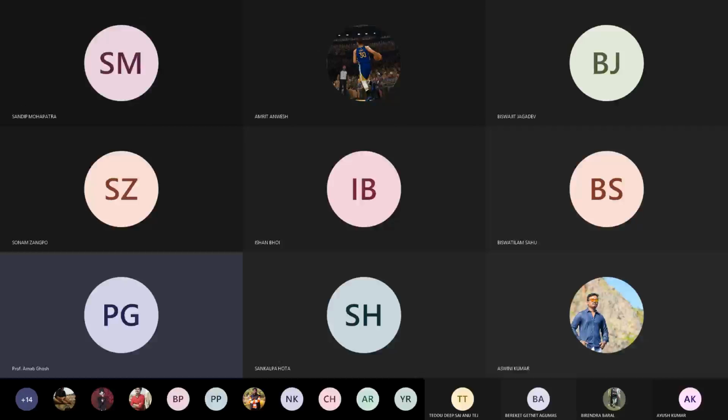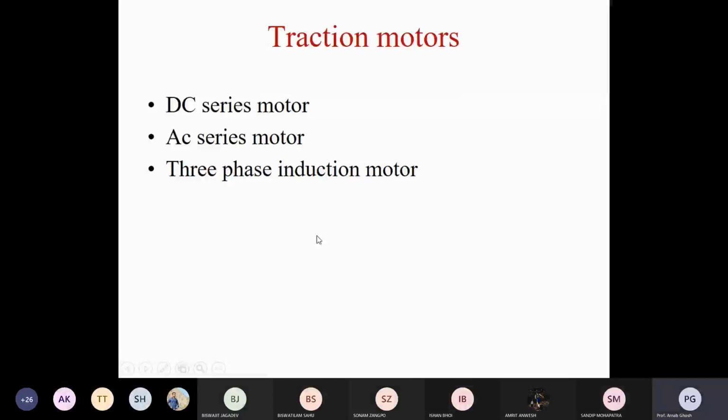I have already discussed some very basic brief on the traction system. Today we'll discuss the basic power electronics control of the traction motor, which means which type of traction motor is there, so that is important.